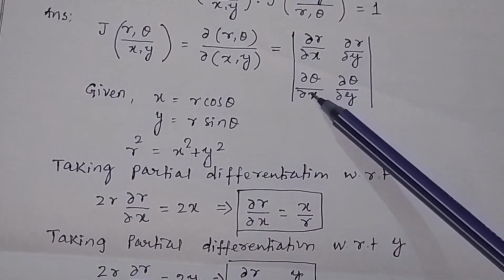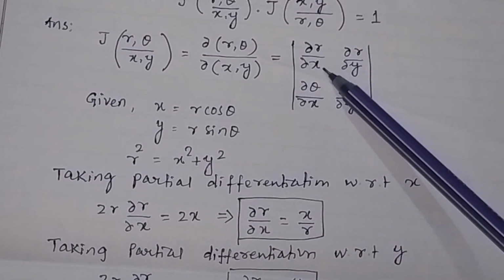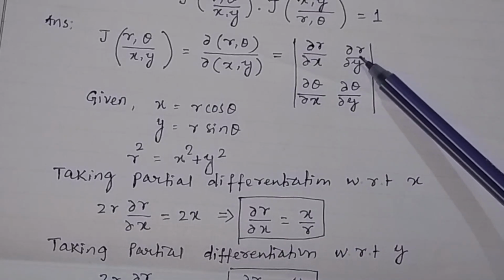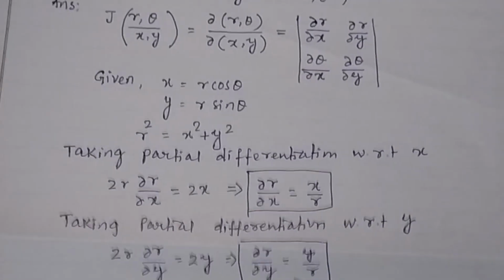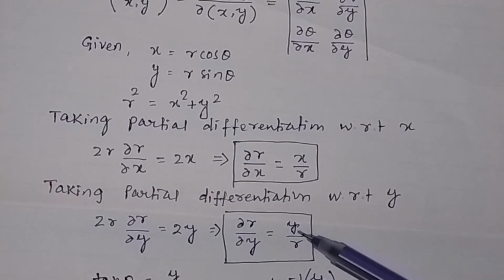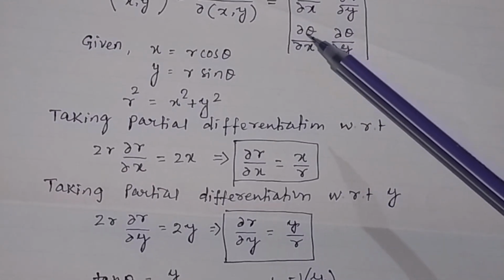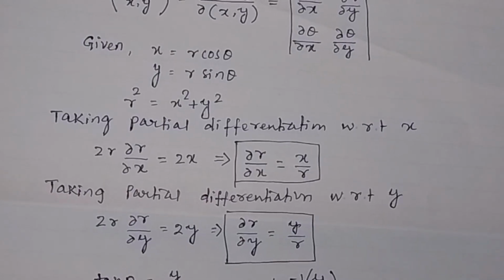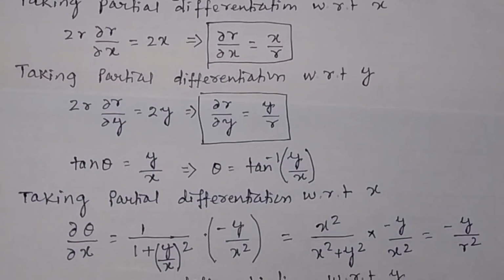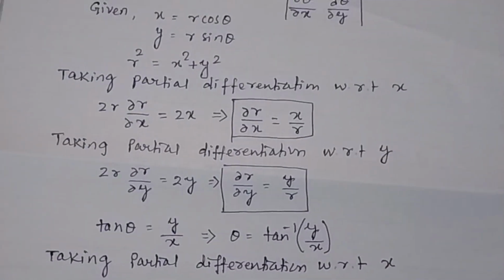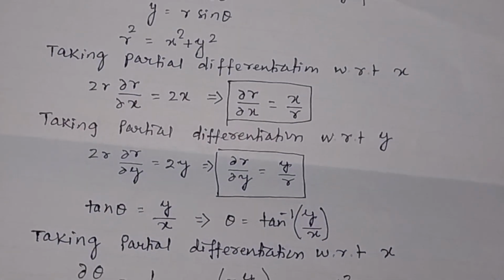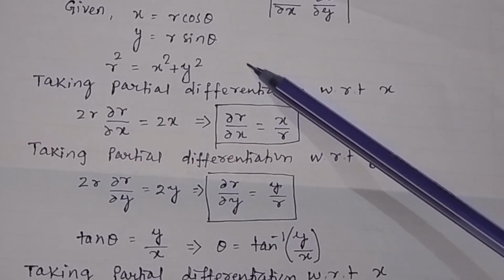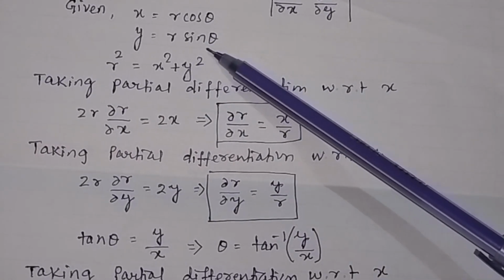So we got the first two terms: the partial derivative of r with respect to x, which is equal to x by r, and the partial derivative of r with respect to y, which is equal to y by r. Now we'll find the partial derivative of theta with respect to x and the partial derivative of theta with respect to y. In the question it is given that x equals r cos theta and y equals r sin theta.